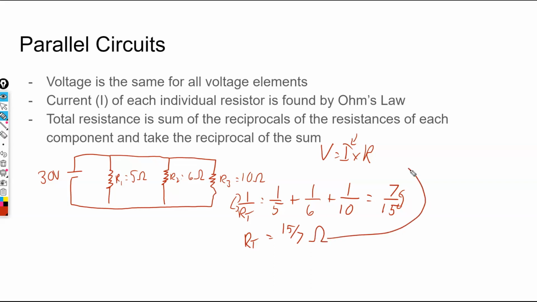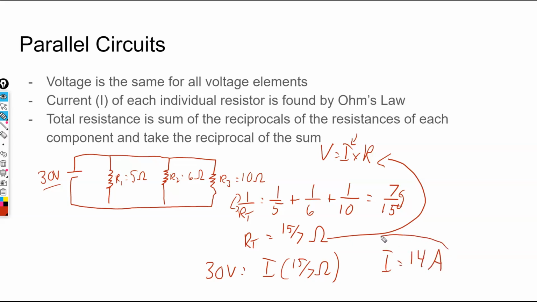So now we can plug this into our Ohm's law equation. So we have the voltage from our battery, 30 volts, equal to I times 15/7 ohms, divided over, and then we'll get the current of this circuit to be 14 amps.